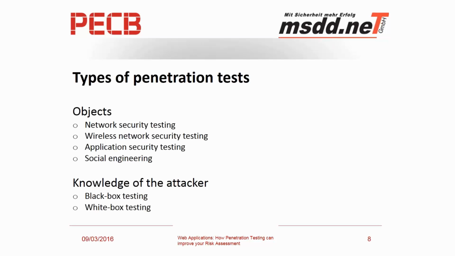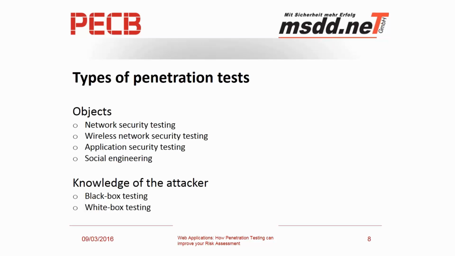When you're in the position of conducting a penetration test, you have to do a lot of things, and you have to make a lot of decisions. Some of the decisions are on what to test, and usually there are 4 areas to be distinguished, whether the object is a network security test or wireless or application. If you want to test your employees, social engineering could be a part.